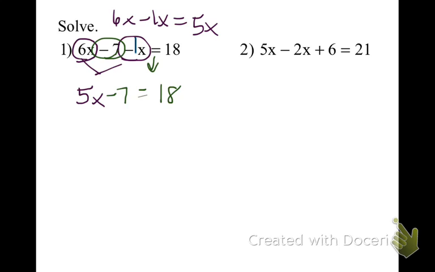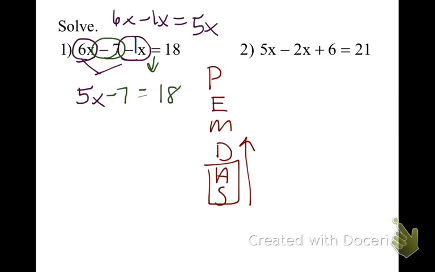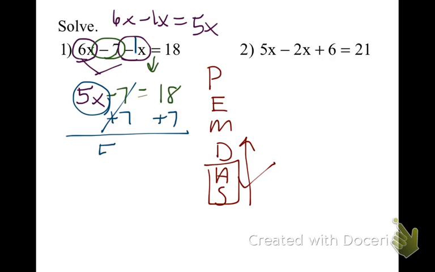Now, how do I solve this? Remember, we're going to be doing PEMDAS backwards. So I'm looking, can I add or subtract anything? Yes, I can. So I have subtracting 7 right here. So how do I undo subtraction? Through addition. Add 7 to both sides. My 7's cancel out. I'm just left with my 5x equal to 25. Now I did my addition or subtraction.